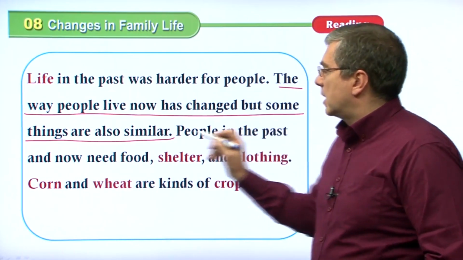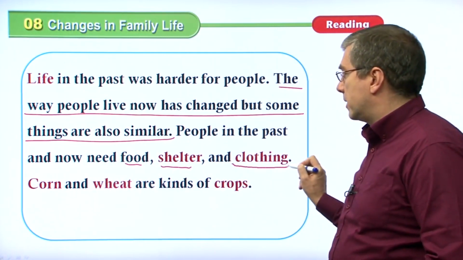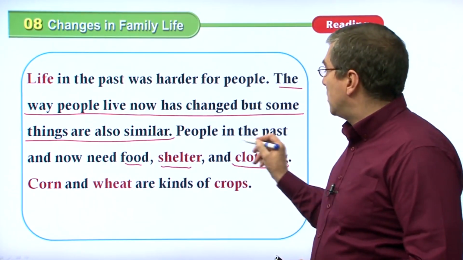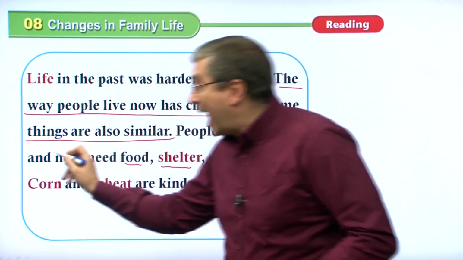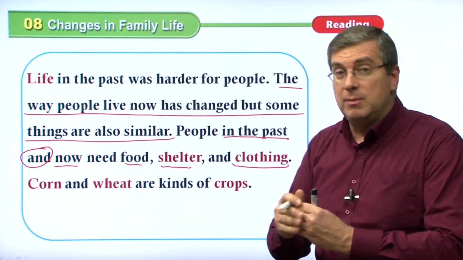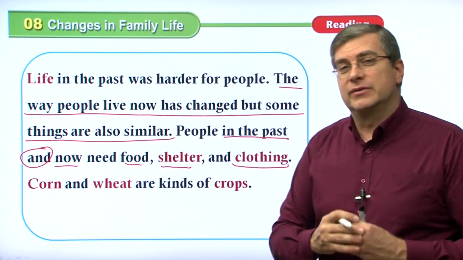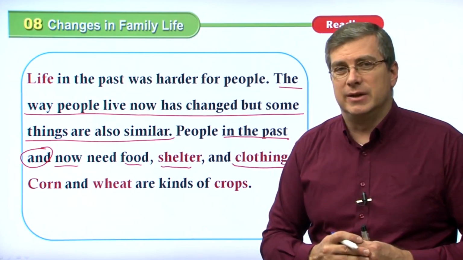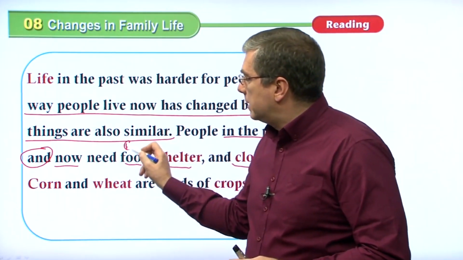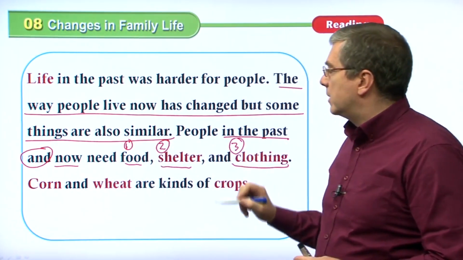Let's take a look. People in the past and now need food, shelter, and clothing. So that's kind of the way things have stayed the same, right? People in the past and now, so both periods of time, we need food, we need shelter, we need clothing. Those things have stayed the same. Those needs have stayed the same.